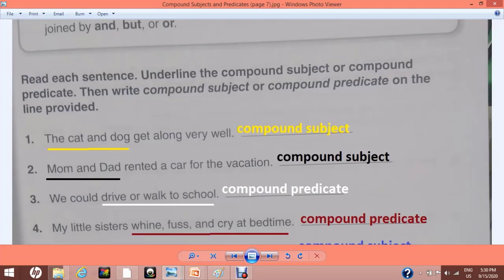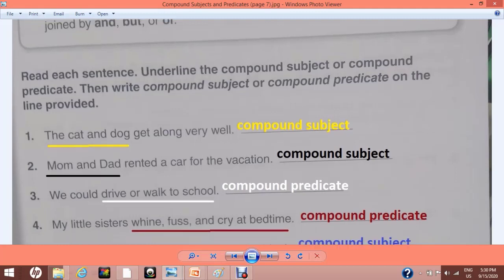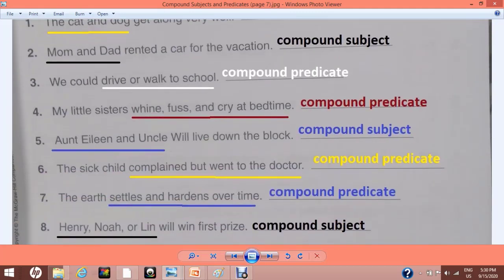So what is a compound subject or compound predicate? You will underline, and on the line you will write the status. Like you can see in number 3, we could drive or walk to school. Now we is only a simple subject, but we will not touch anything about the simple subject. You will draw a line under the compound predicate, drive or walk, and also on the line you will write compound predicate. You can see number 5, Aunt Eleen and Uncle Will live down the block. Now these two names are compound subjects, so I have written compound subject on the line, and also I have drawn a line under these two names.